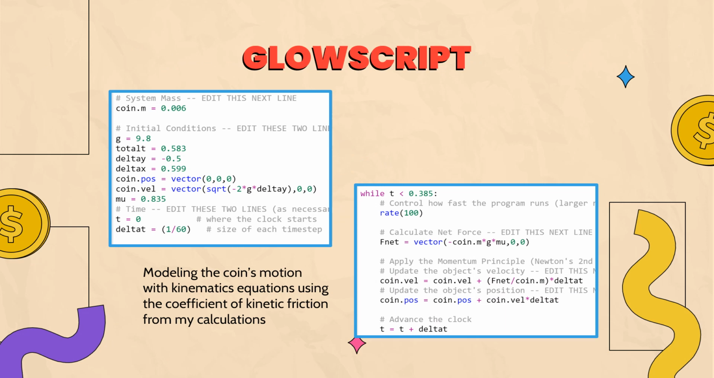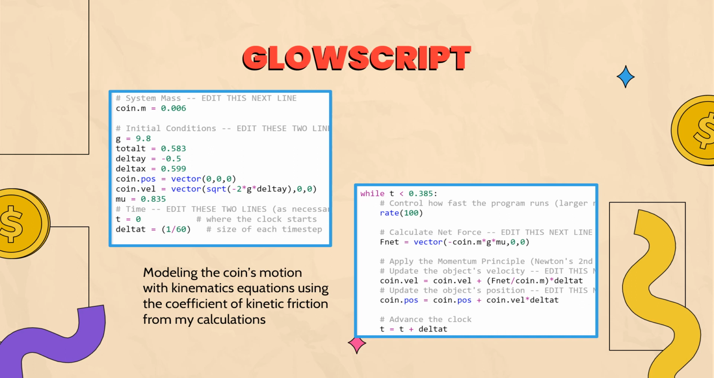In the GlowScript model, I set the initial conditions of the system, including the mass of the coin, which I found from the internet, the delta y and delta x that I measured based on my reference video, and the velocity of the coin using the energy principle, because the coin starts with potential energy and ends with just kinetic energy.